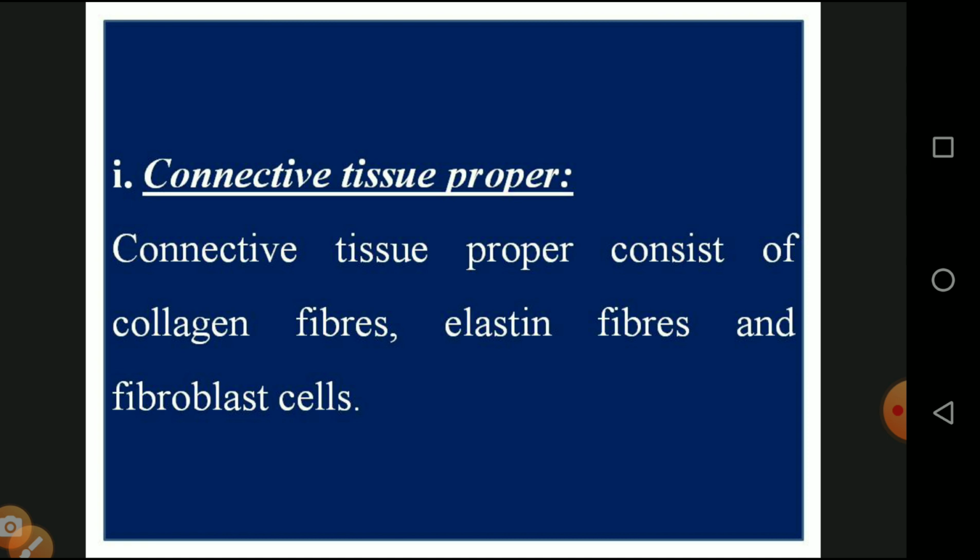The connective tissue proper consists of collagen fibers, elastin fibers and fibroblasts. These give some kind of movement to our face, muscles, arms and stomach. All these regions get flexibility and elasticity from this type of tissue.